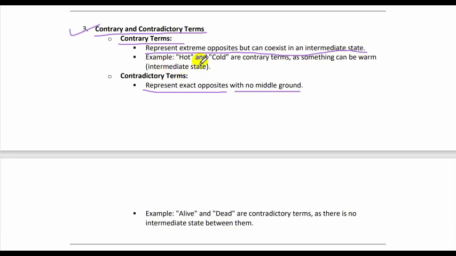So when we say hot and cold, they are known as contrary terms, because something could be warm in between. So in contrary terms there are possibilities of more states being present, whereas in contradictory terms there is no other state except those two. Either a thing is alive or it is dead. It cannot be anything else in between. Living being and non-living being, white and black. So there is nothing in between.